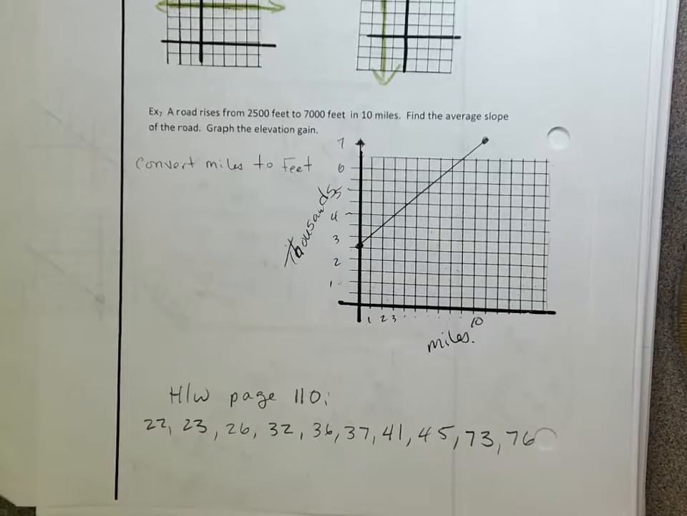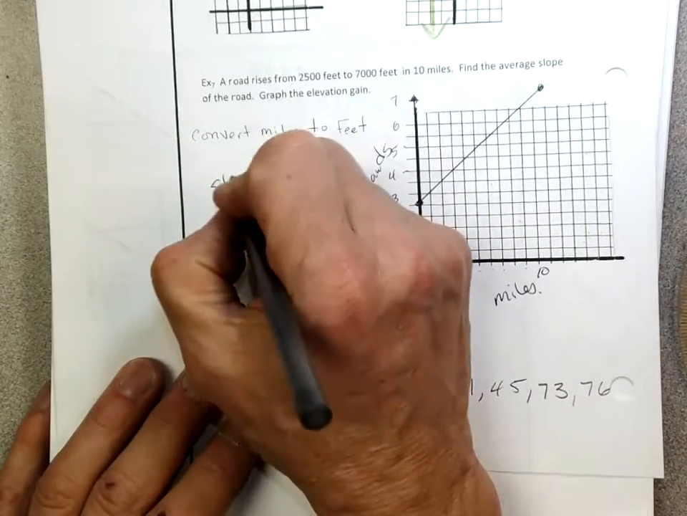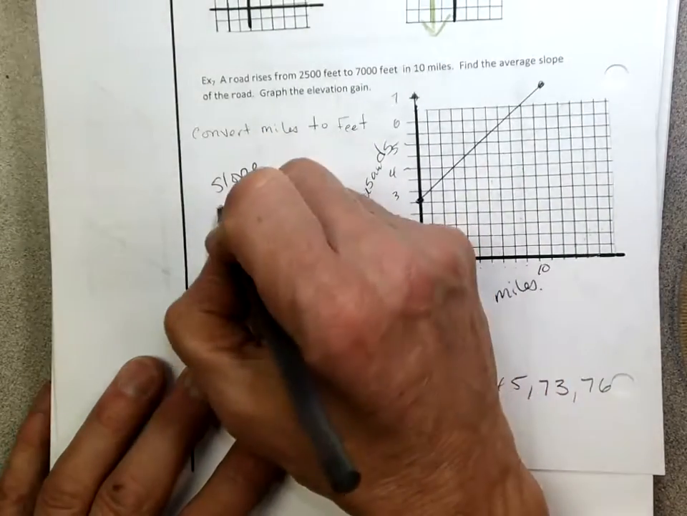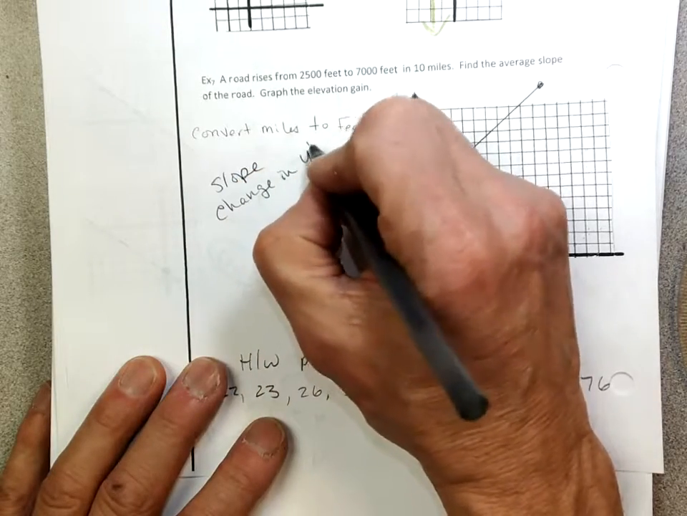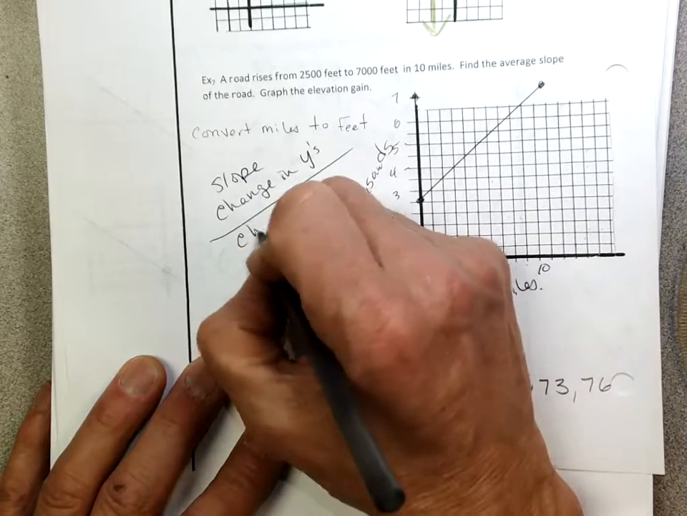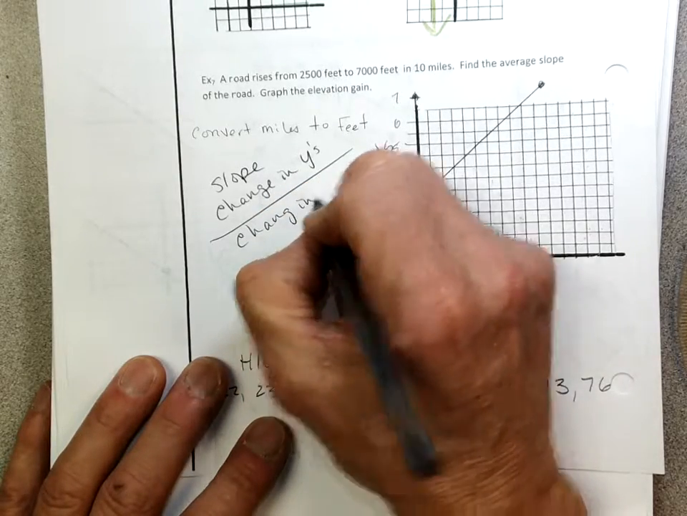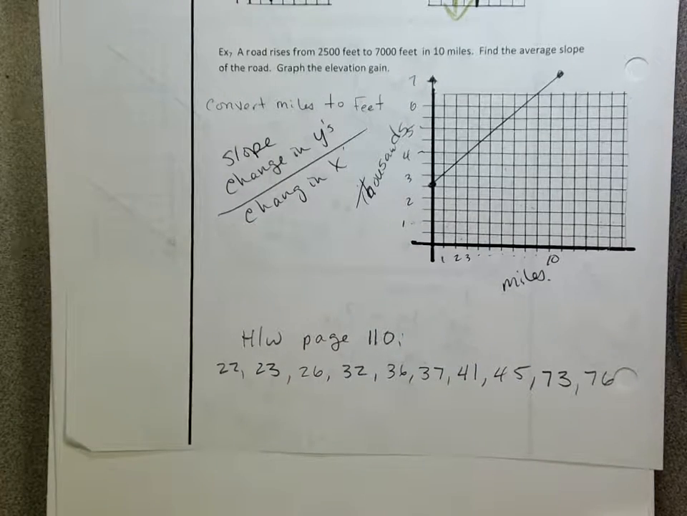So our slope of this is always the change in y's over the change in x's. Always. It's always the y's on top. I want to say this several times. Always the y's on top, x's on the bottom.